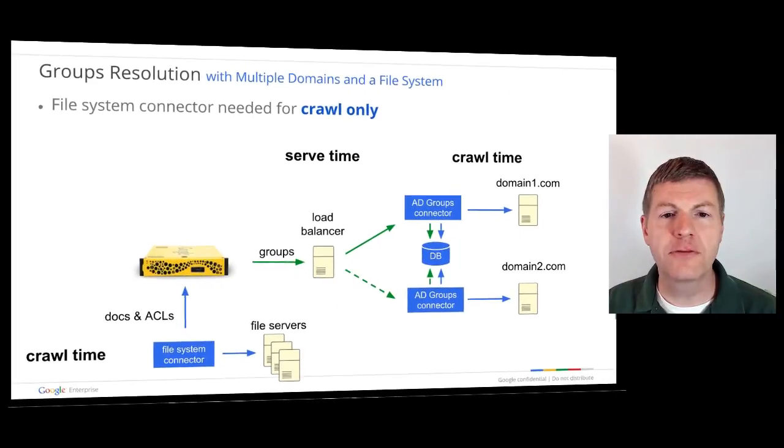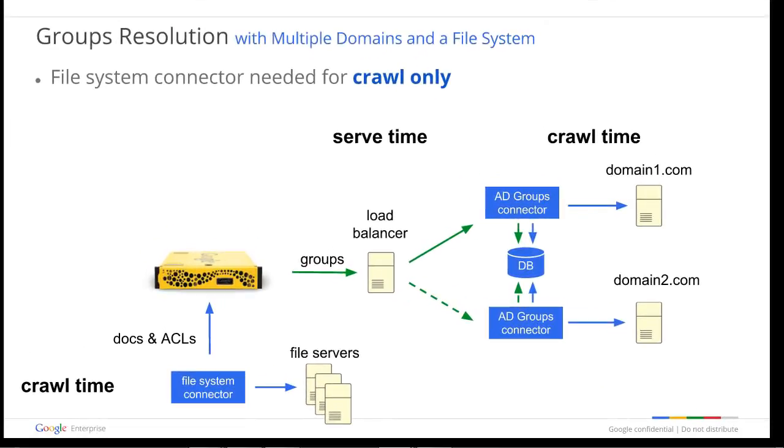The file system connector feeds documents and ACLs to the GSA, and to use ACLs, group membership is needed. The AD groups connector can provide that. At serve time, the GSA will not need to use the file system connector for authentication or authorization. It will simply need to authenticate the user, then use the AD groups connector to identify the user's group membership within all of the domains. Again, all instances of the AD groups connector will need to share the same database so that cross-domain group membership can be identified.